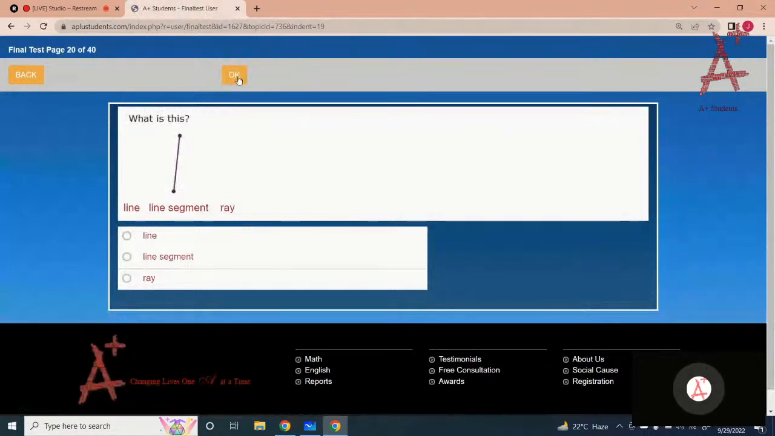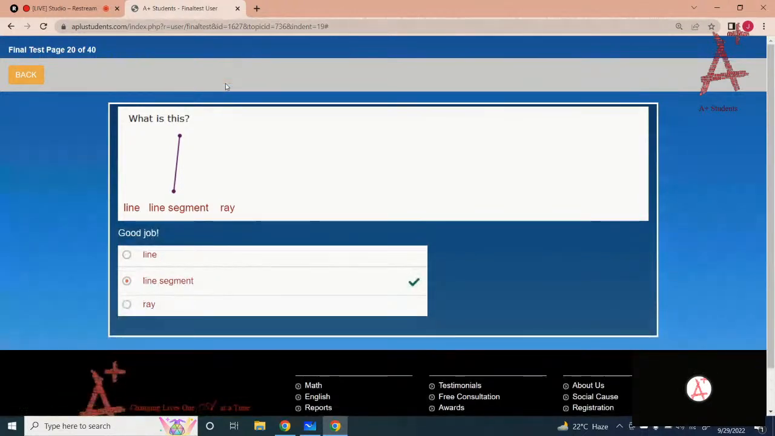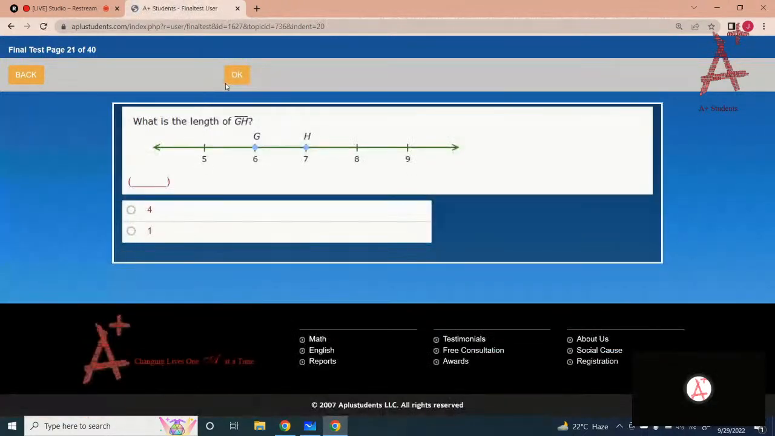Okay, what is this? Is this a line segment or a ray? It is a line segment. Got it. So select the correct option and click on the OK button. Okay, what is the length of GH? GH has the length 1. Very good. Select the correct option and click on the OK button.